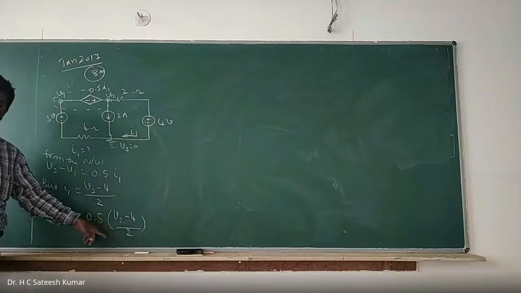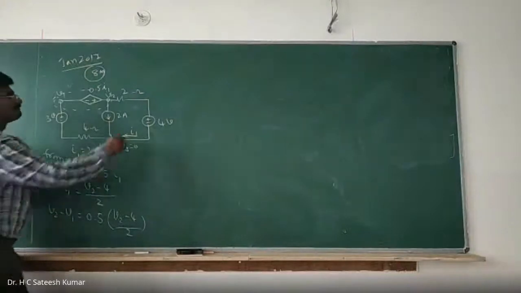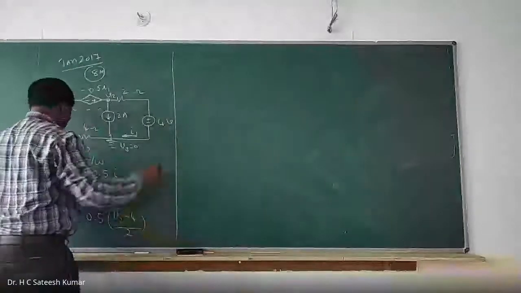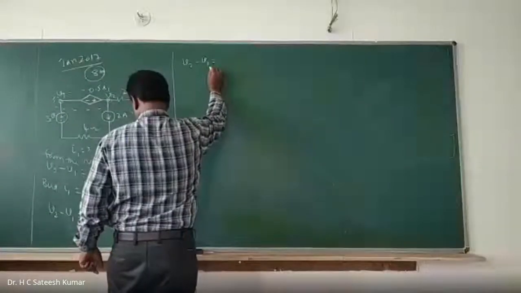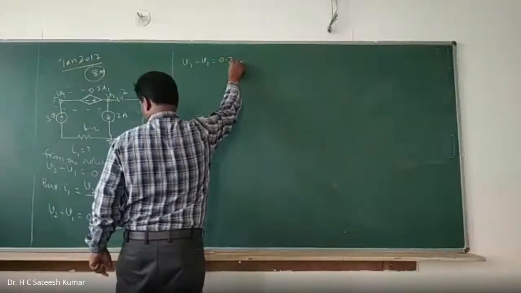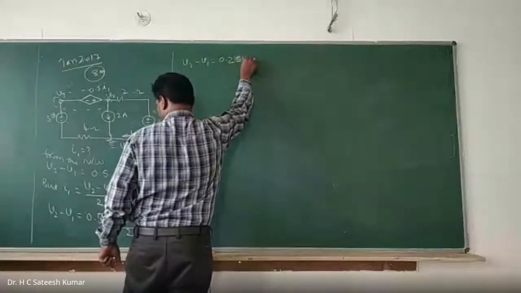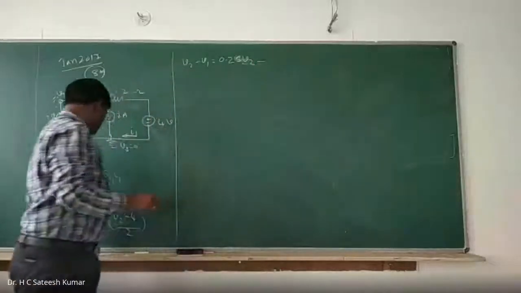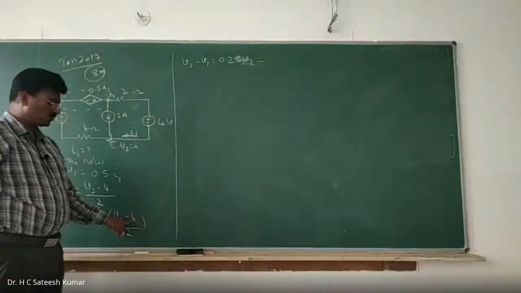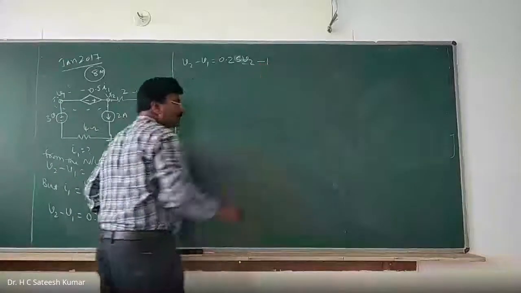So 1 by 2 is 0.5. 0.5 into 0.5 is 0.25. So therefore, what will you get? You will get V2 minus V1 is equal to 0.25 V2 minus, 0.5 into 4 is 2. 2 divided by 2 is 1. Minus 1. Is it okay, madam?